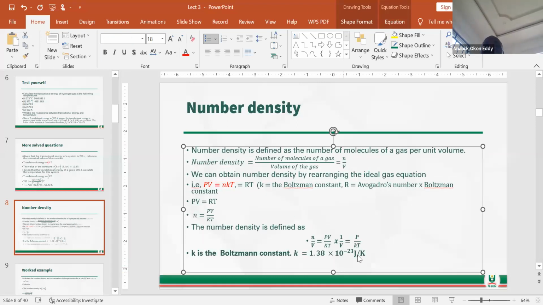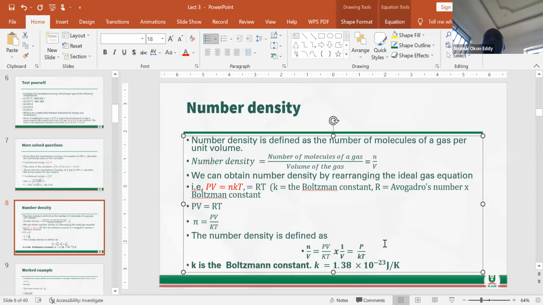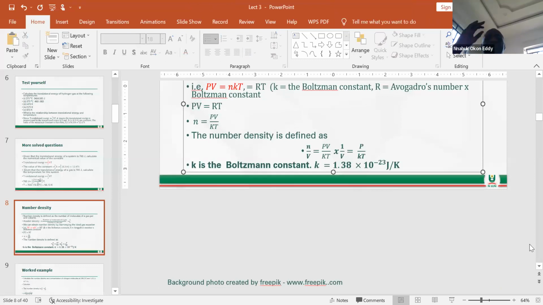This is the expression for the number density: the pressure divided by the Boltzmann constant multiplied by the temperature. The Boltzmann constant is 1.38 times 10 raised to the power of minus 23 joules per Kelvin. That's the numerical value of the Boltzmann constant. So you can calculate the number density, which is the number of molecules of a gas all over volume.